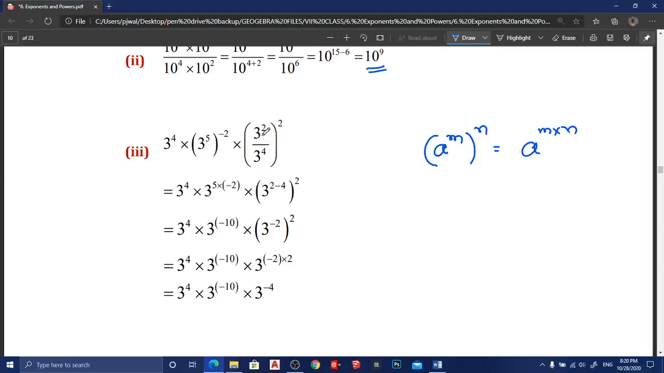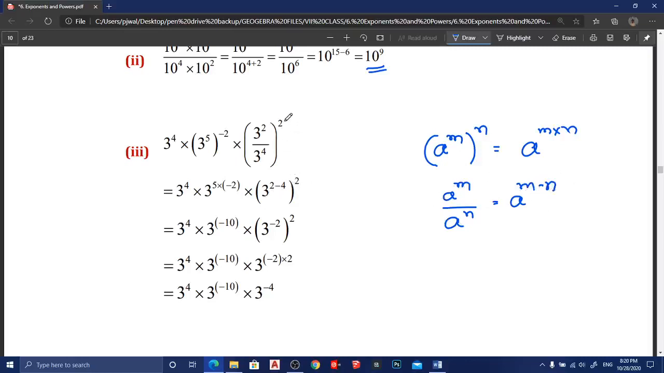term also, which is a to the power of m by a to the power of n whole square is given. Okay, so keep the power as it is and think about only these two terms. You know a formula, the second formula: a to the power of m by a to the power of n is equal to a to the power of m minus n, you can write.